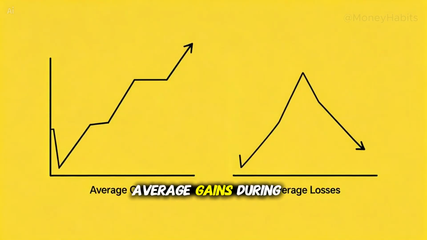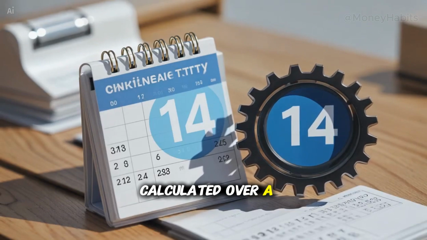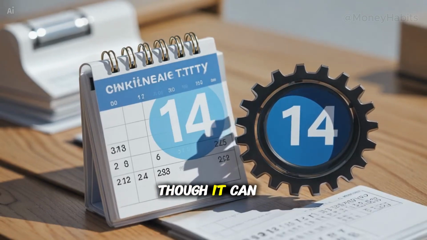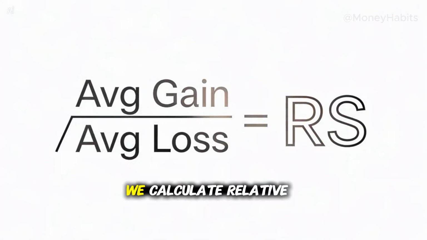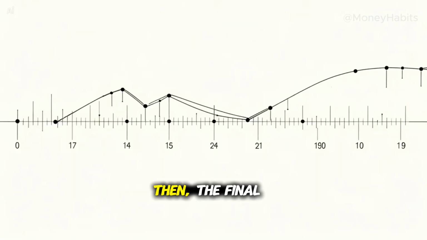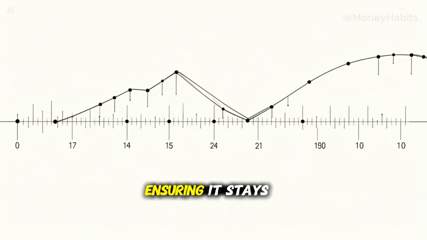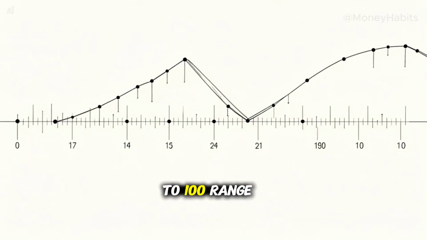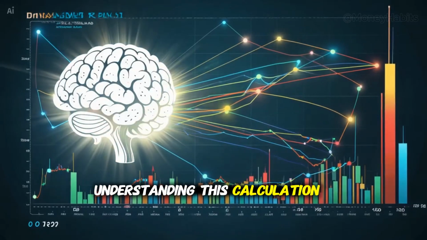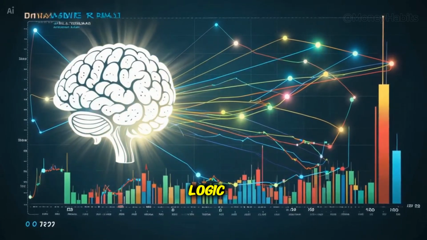RSI compares the average gains during up periods to the average losses during down periods. This is typically calculated over a 14-period time frame, though it can be adjusted. First, we calculate relative strength, or RS, which is the ratio of average gains to average losses. Then, the final RSI formula smooths this value, ensuring it stays within the 0 to 100 range. Understanding this calculation helps you appreciate the indicator's underlying logic.